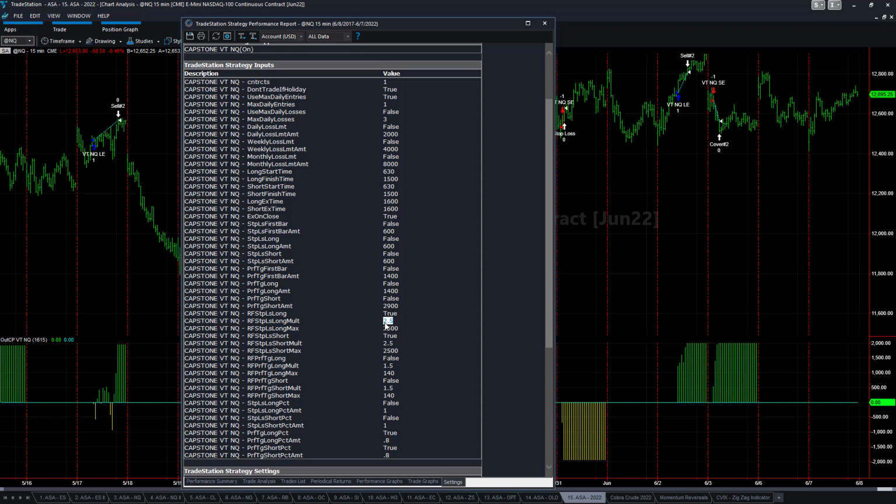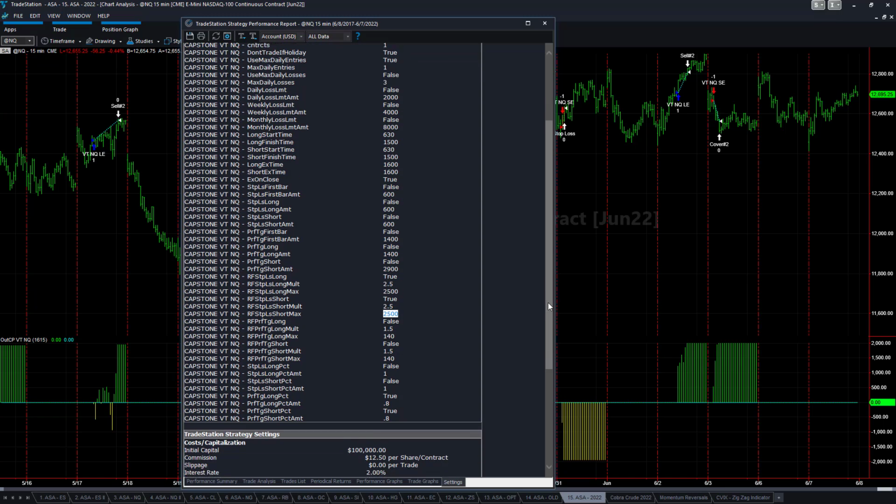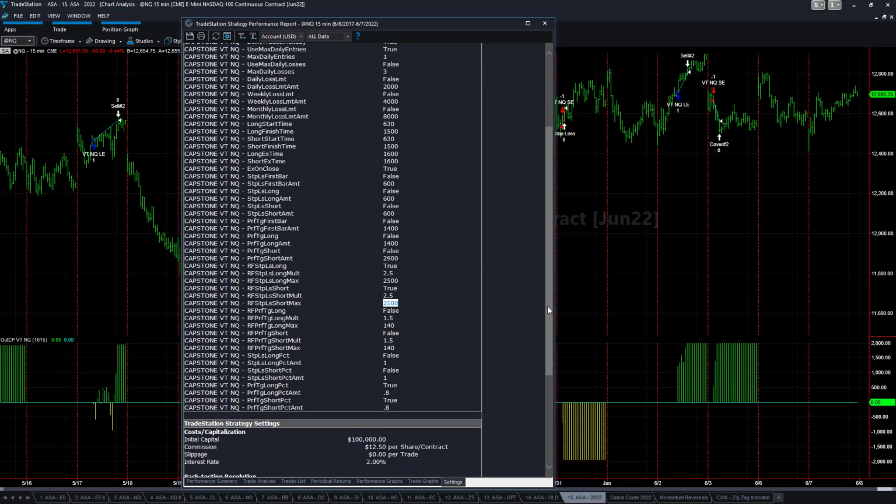The multiplier is 2.5, and it's based on 15-minute bars. And the maximum stop loss is set at $2,500 per contract on the E-mini, and if you were to trade this on the micro, that would be $250 per micro. And the RF stop loss short is true, same inputs, 2.5 multiplier factor with a max stop loss of $2,500 per contract on the E-mini, $250 if you were trading the micro.